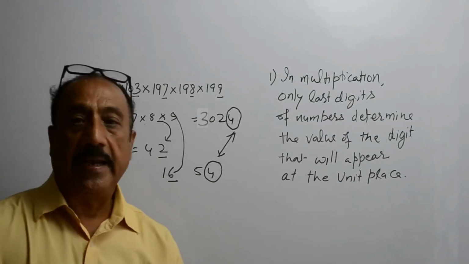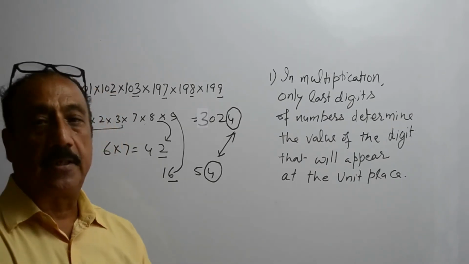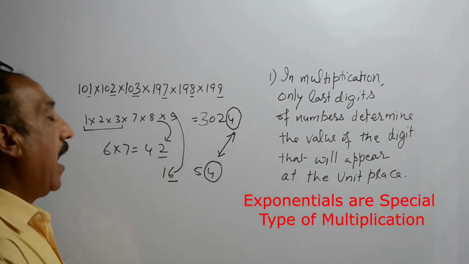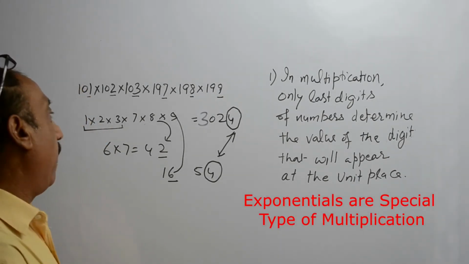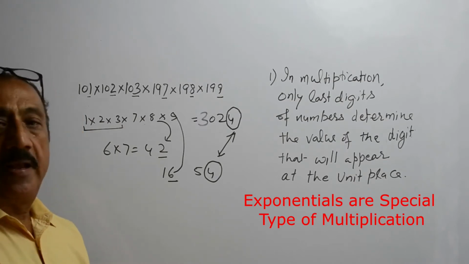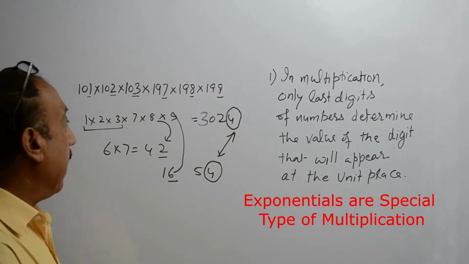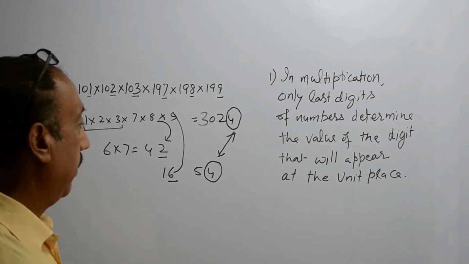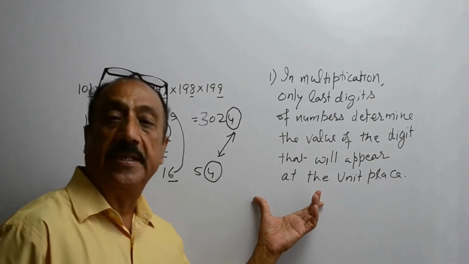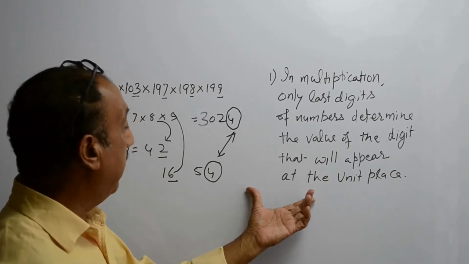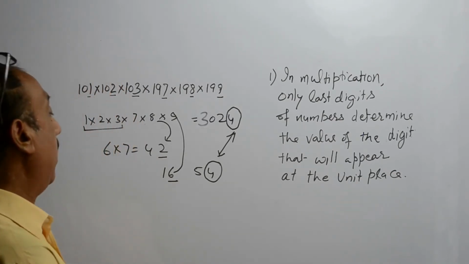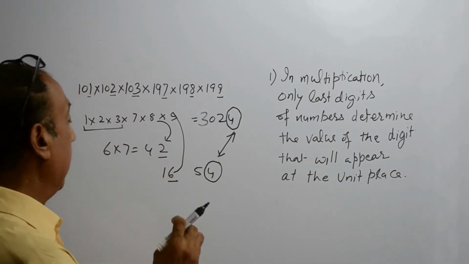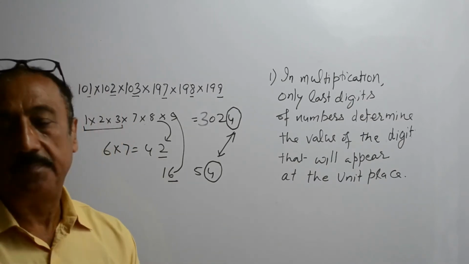Now when we take exponentials, exponentials are a special type of multiplication. In exponentials, same number is repeatedly multiplied. So this statement is going to help us a lot in finding out the value of digit at the unit place.